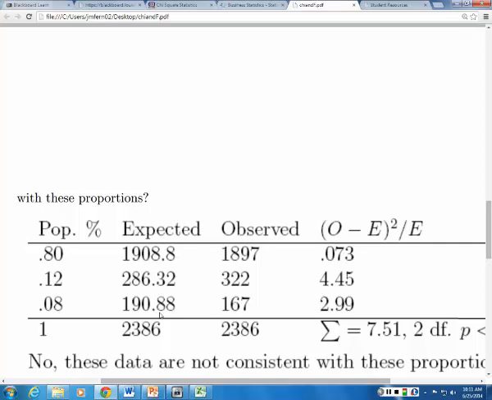Now we have the data from the General Social Survey, so we have actuals as well. We can count how many people declared themselves as white, how many declared themselves as black, how many declared themselves as other, and we can put those in. And then we're going to create this statistic here. We take the observed measure, subtract off the expected measure, square it, and divide by the expected measure. When we sum those together, that statistic is also a chi-square. And we can test to see whether or not there is a difference between the two.